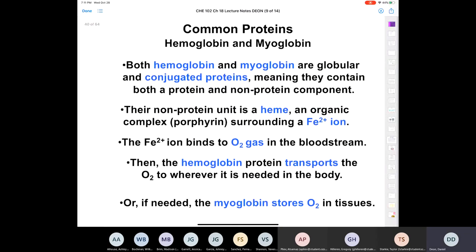Both hemoglobin and myoglobin are globular and conjugated proteins, meaning that they contain both a protein and a non-protein unit. The non-protein unit is the heme unit. It's an organic complex called a porphyrin, and it surrounds that iron 2+ ion. And the iron 2+ is what binds oxygen gas and carries it around the bloodstream. Then hemoglobin transports the oxygen to wherever it's needed in the body. And of course, myoglobin stores it in our tissues.